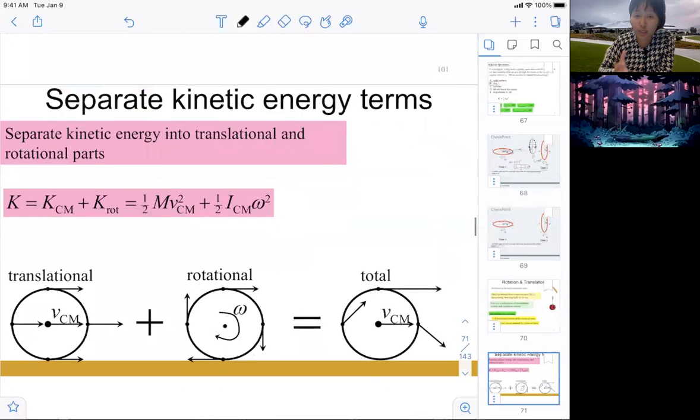So your kinetic energy needs to be separated into two terms because not only are you spinning, you're also moving forward. The moving forward part is 1/2 mv squared, okay? That's the translational velocity. The spinning part, you're going to use 1/2 I omega squared. So combining those two together is the total kinetic energy of some object that is rolling forward, which means they're spinning and moving at the same time.